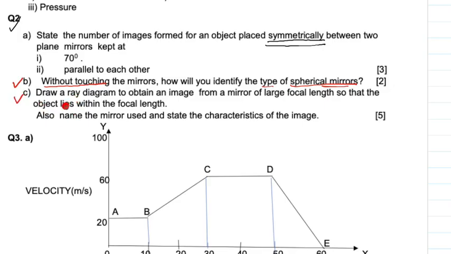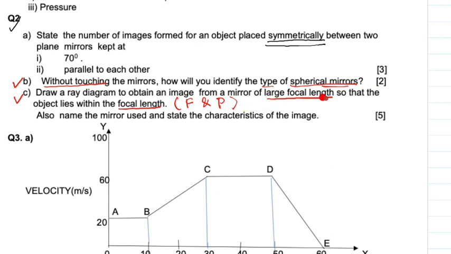Question number 2c. Draw the ray diagram to obtain an image from a mirror of large focal length so that the object lies within the focal length. Also name the mirror used and state the characteristics of the image. Now tell me, when we have to have the object within the focal length, that means the object is between the principal focus and the pole. And why would we do that? To obtain the magnified image. So this will have to be the concave mirror.